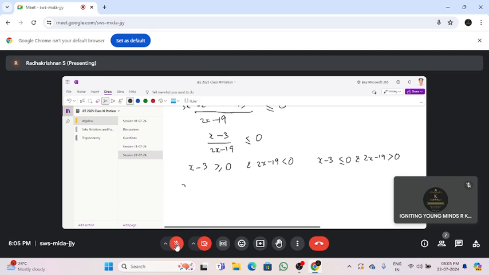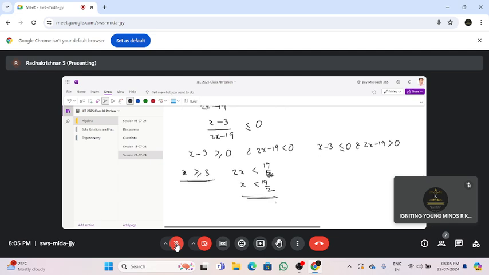So this is x greater than or equal to 3. And 2x less than 19, x less than 19 by 2. So x greater than or equal to 3 and less than 19 by 2. So 19 by 2 is bigger than 3, and x is in this range. That is for one part. Okay.